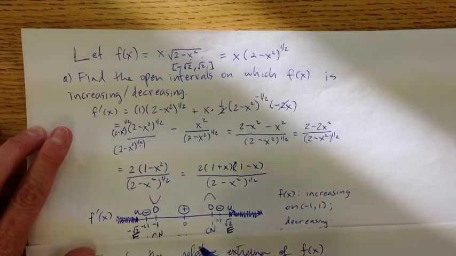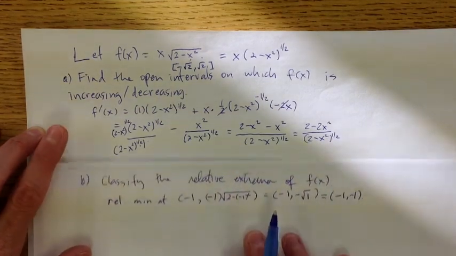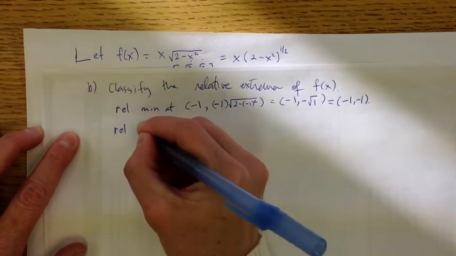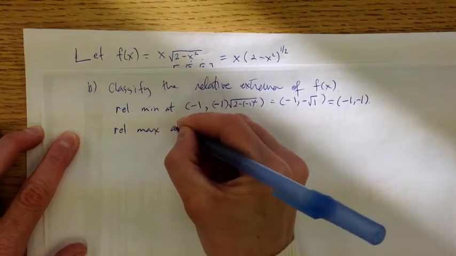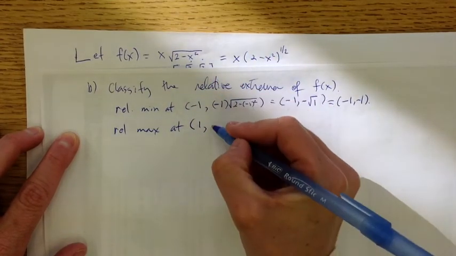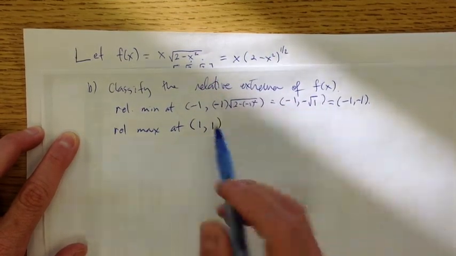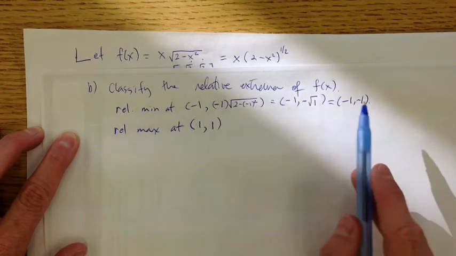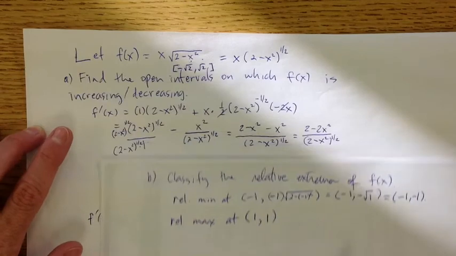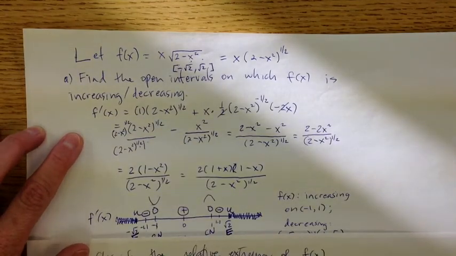We have a relative maximum where x equals 1. If we plug 1 into the function, we get 1 again. So we have a relative minimum at one critical number, a relative maximum at the other. Now we check the endpoints separately.